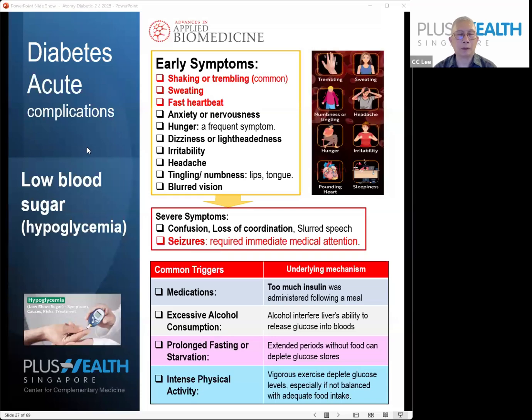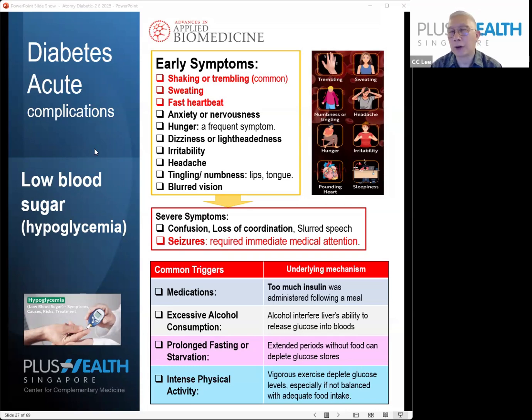Okay, now one of the acute diabetic complications: when you are suffering from diabetes, especially at the late stage, and you're on insulin, it's very important for you to prevent acute diabetic complications. One of the very common ones is low blood sugar. I think we all know.